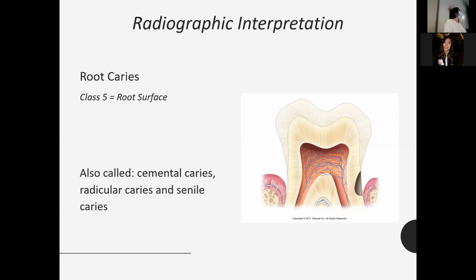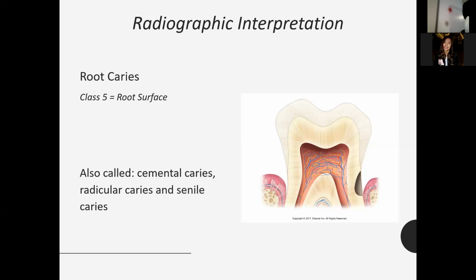And I think it's because older people tend to get it, so maybe those are terms that have been used in other countries. I've never heard those in private practice. We've always just called them root caries, but the book says it, so we share.